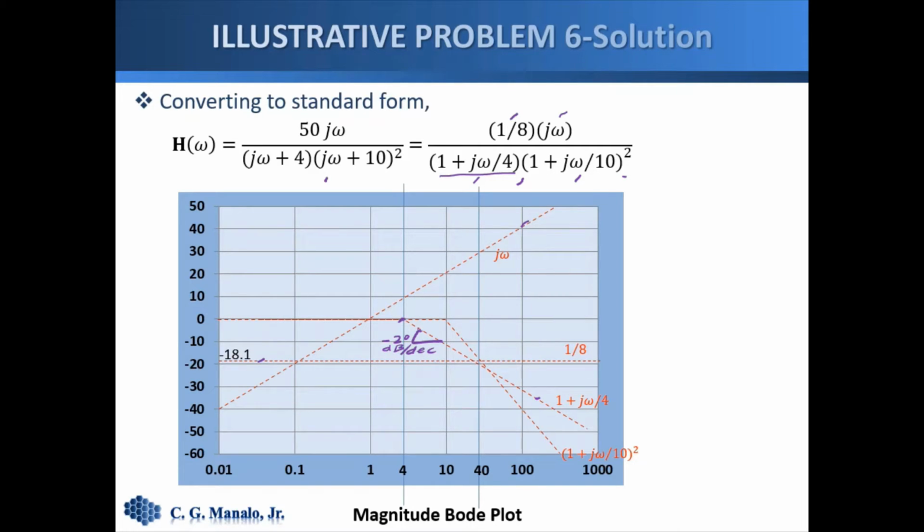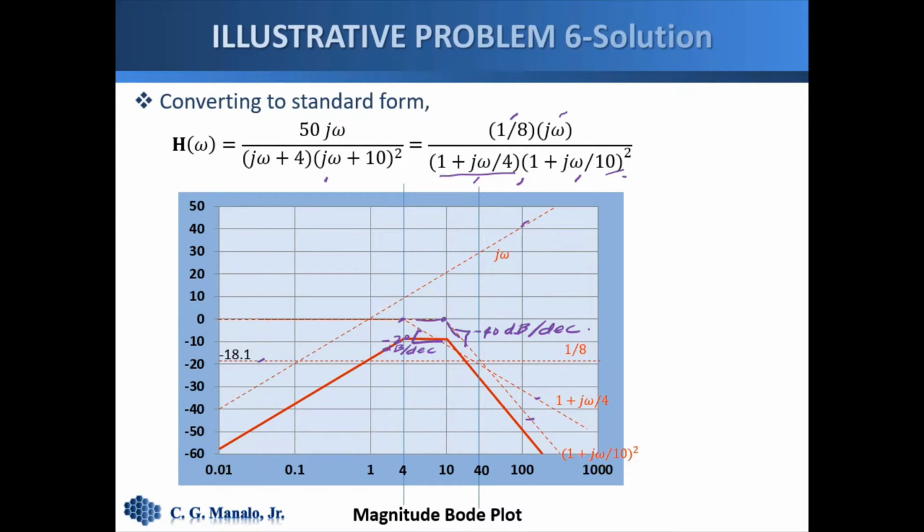Okay, we can combine this, and this is the plot. So we look for 10 radians per second. Before that, it is a 0, and after that, it makes a slope, which is equal to negative 40 dB per decade. Okay, we combine the individual plots, and that should give us this one.